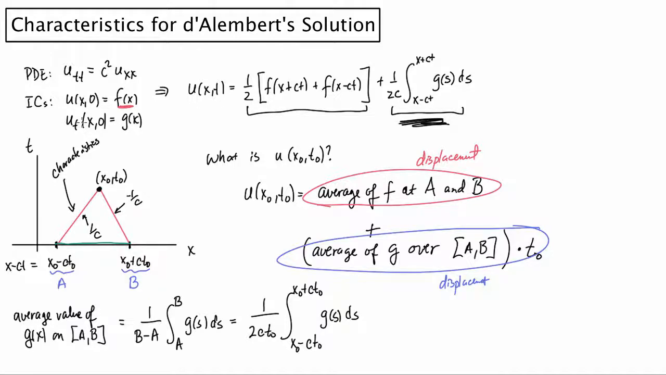And so both of them together are displacements, and so u of x naught t naught is the displacement at this point in space-time. In other words, it's the displacement at the point x naught at some future time t naught, and it depends on what happened at these initial points a and b. And so that is a really, really cool sort of explanation of what's going on here.